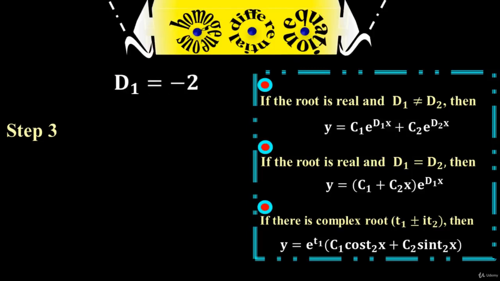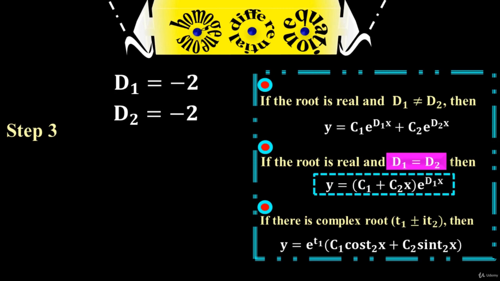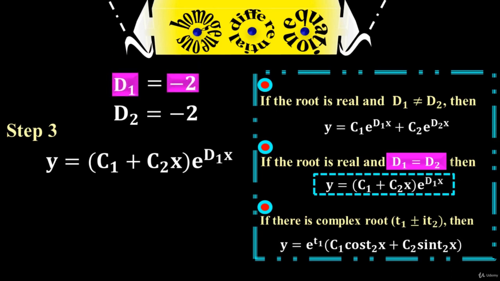Since D sub 1 equals minus 2 and D sub 2 equals minus 2, therefore D sub 1 equals D sub 2. So I'm going to take this equation, y equals c sub 1 plus c sub 2 x into e to the D sub 1 x, because D sub 1 equals minus 2 and D sub 2 is also equal to minus 2.